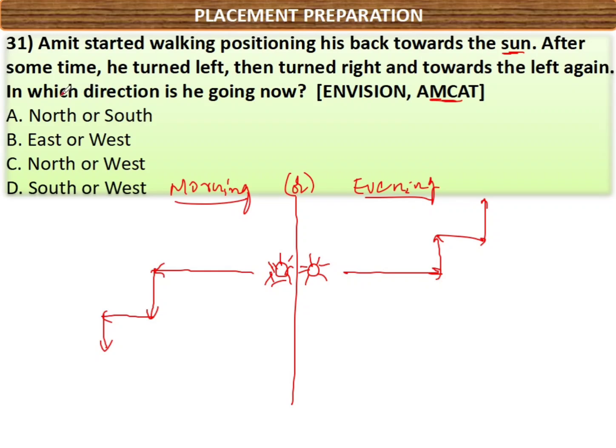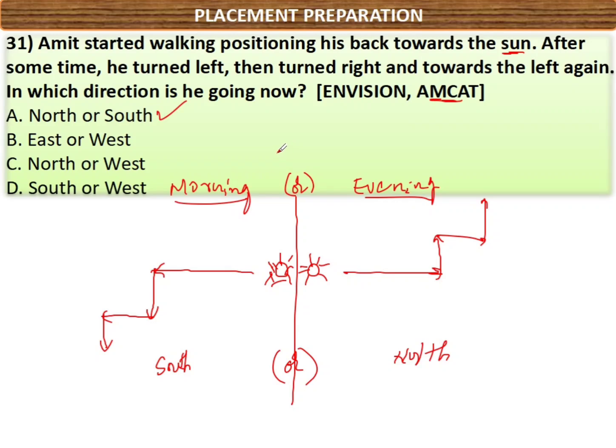So now the question is, in which direction is he facing now? In this diagram, now he is facing towards south. According to this diagram, he is facing towards north. We don't know exactly whether it is morning or evening. So that's why it can be south or north. So now let's see the answer options. What's your answer? Option A. So north or south. So this is how you can solve it.